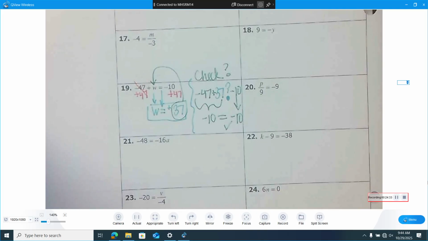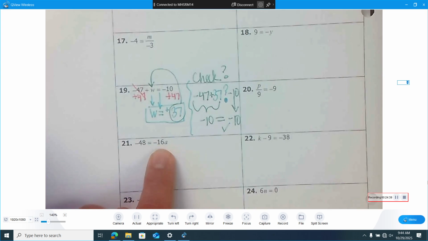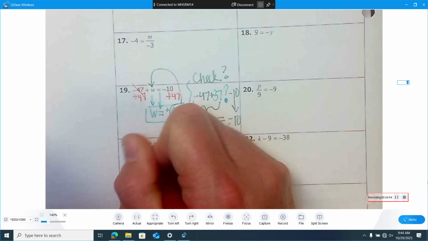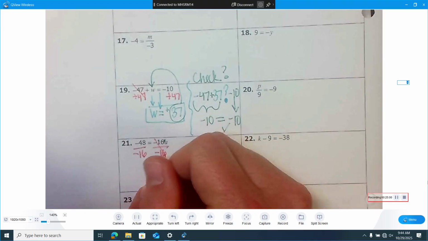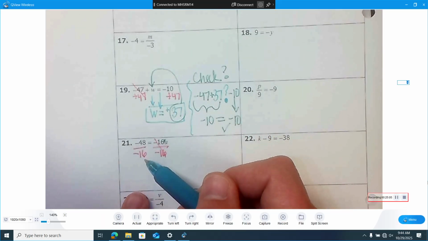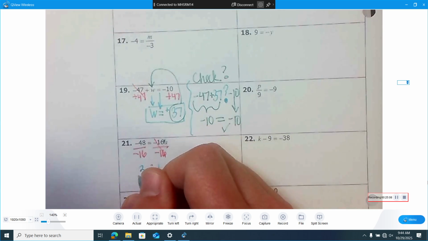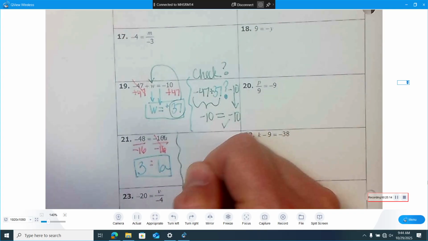Let's look at number 21 here. Negative 48 equals, read this side to me. Negative 16 times A. Times A. So how do we get A by itself? Divide by negative 16 on both sides. Negative 16 divided by negative 16 is 1. 1A. Good. Negative 48 divided by negative 16 is 3. There it is. Okay. So we think that that's correct. How do we check it? Plug it in.